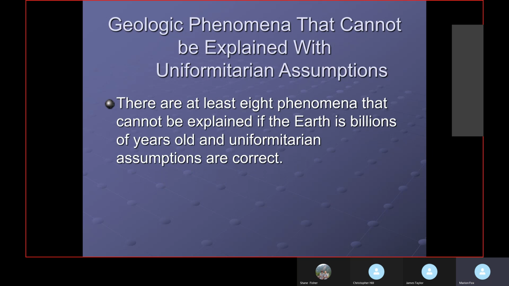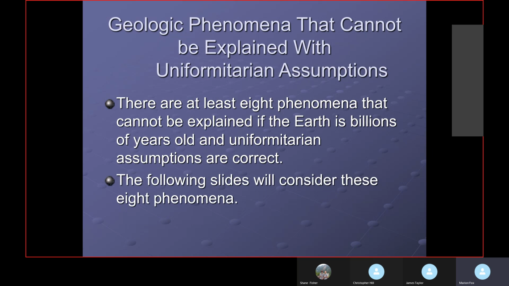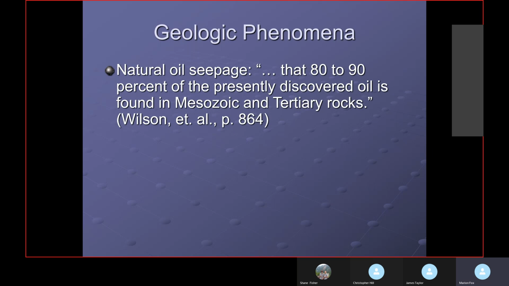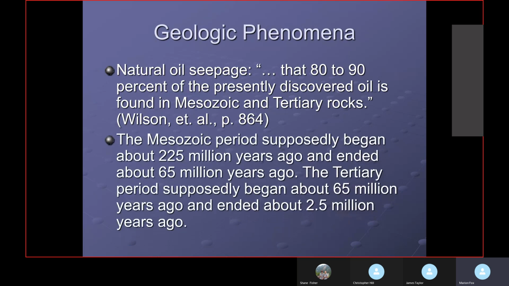There are at least 8 phenomena that cannot be explained if the Earth is billions of years old and uniformitarian assumptions are correct. Let's get several phenomena. The following slide will consider these 8 phenomena. We'll be considering them as we look at them. Natural oil seepage. About 80 to 90% of the present discovered oil is found in Mesozoic and Tertiary rocks, according to Wilson. About 80 to 90%.